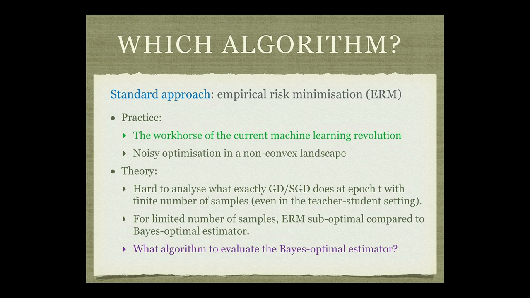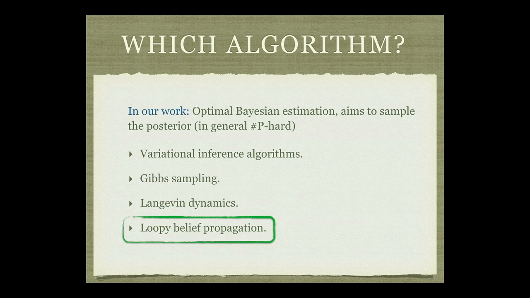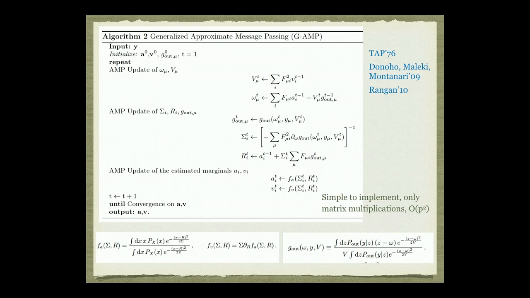So what about algorithms for the Bayes optimal setting? When it comes to algorithms for Bayesian estimation, that is, where you need to sample your probability distribution rather than minimize the loss function, we have a whole chunk of algorithms that we usually use. Of course, for instance, variational inference algorithms are very common in machine learning and in statistical inference, or Gibbs sampling that encompasses all the Monte Carlo kinds of algorithms that many people use. There is the Langevin dynamics, which is also used quite widely in many problems. But the one that we will work with is called loopy belief propagation. That is maybe less widely used in practice, but it's really interesting for its theoretical properties. So let me just show how it looks.